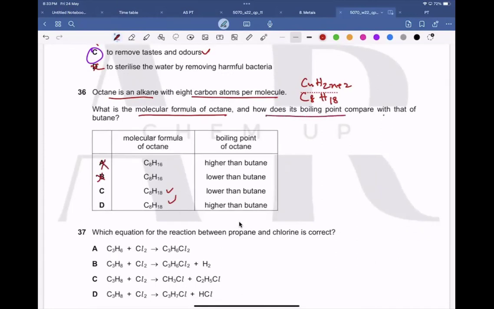And how does its boiling point compare with that of butane? Butane has C4. So octane is going to be higher, obviously, because the more carbon atoms in the chain, the higher the boiling point. That is the trend that we discussed. So D is the correct answer.